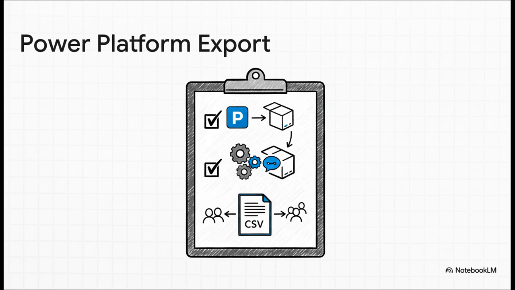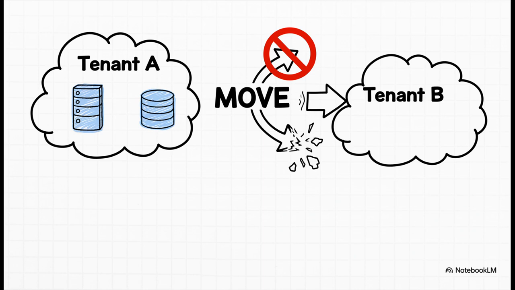And that last item, the user mapping CSV file, do not sleep on that one. It's the Rosetta Stone that tells the new environment who owns what once everything gets imported. It's absolutely vital. So what about the really heavy-duty stuff in Azure, like your virtual machines and databases?